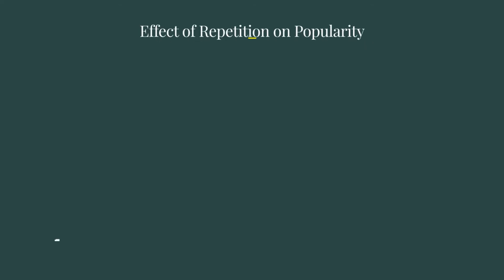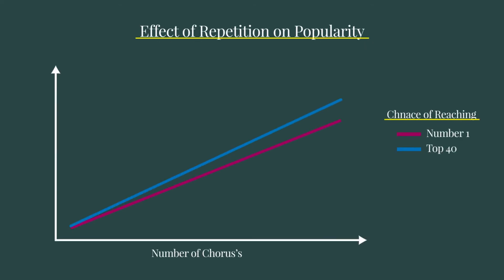Researchers have found that the more a chorus is repeated, the more popular that song will be. More repetitive songs were more likely to chart in the top 40. In fact, each repetition of the chorus increased the likelihood a song would make it to the top 40 by a whole 17%, and increased the chance it was a number one hit by 14.5%.